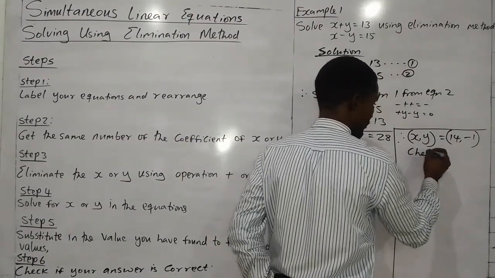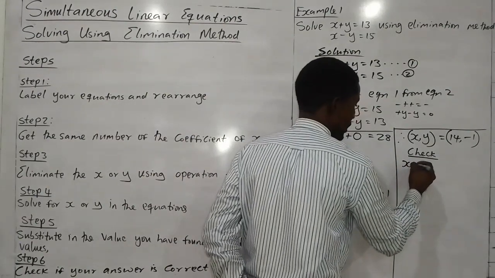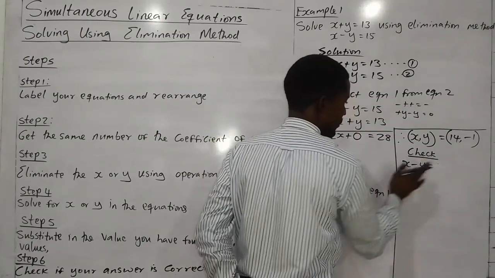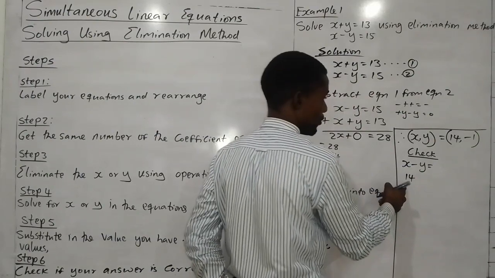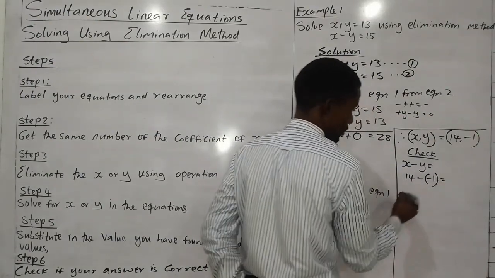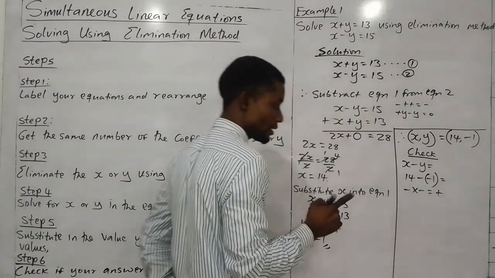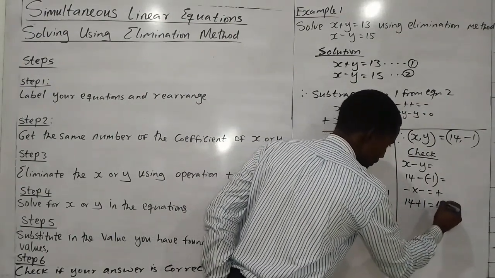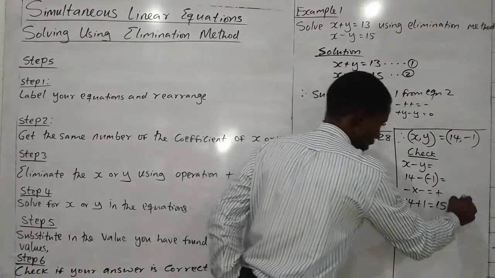So let's check now. The last step says we should check. Check using equation 2. You can use any equation. I'm using equation 2, 15. Now, x minus y must give me 15. So my x is 14, minus my y, which is minus 1 in brackets. Note that minus times minus equals plus. Please take note of that. So therefore, we have 14 plus 1, which will give me 15, which is the 15 here. So that means our answer is correct.